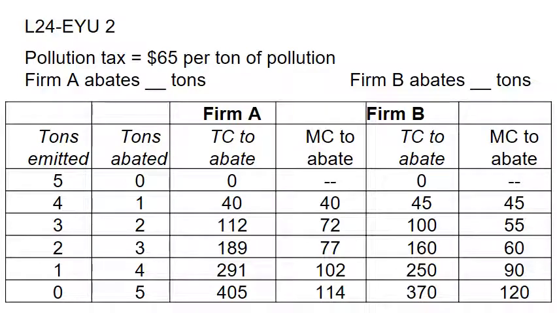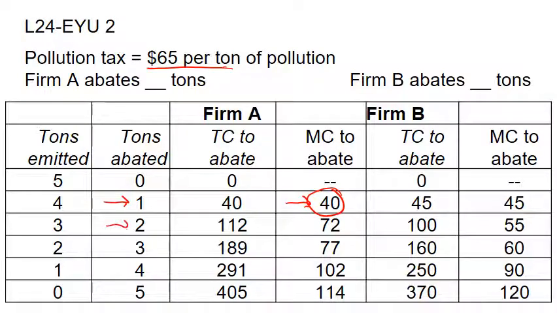So our first question asked, how many tons would each firm abate if the government imposes a pollution tax of $65 per ton? Let's look at firm A's decisions. Suppose it begins thinking about, do I want to abate the first ton? Well, it costs me $40 to abate that first ton. The marginal cost of abating the first ton is $40. If I abate that ton, it'll cost me $40 for the abatement, but I'll save $65 by not paying the tax. Since the cost of abatement is lower than $65, I want to abate the first ton.